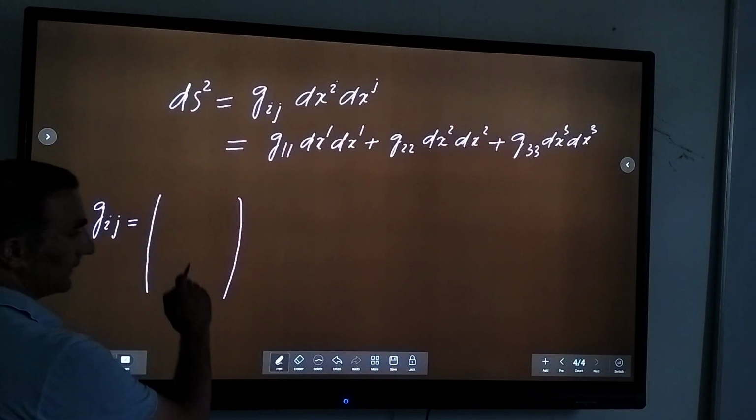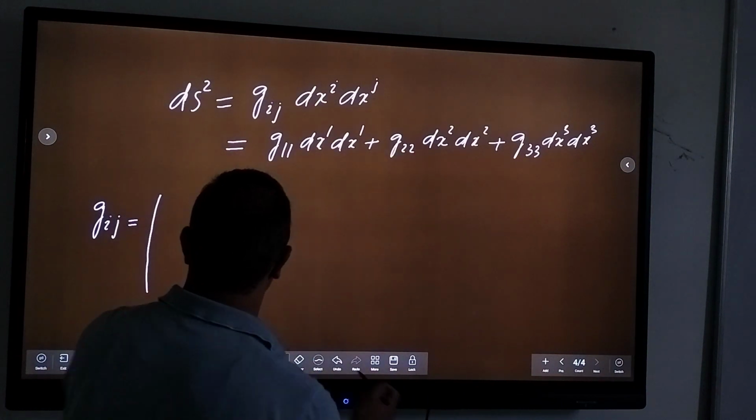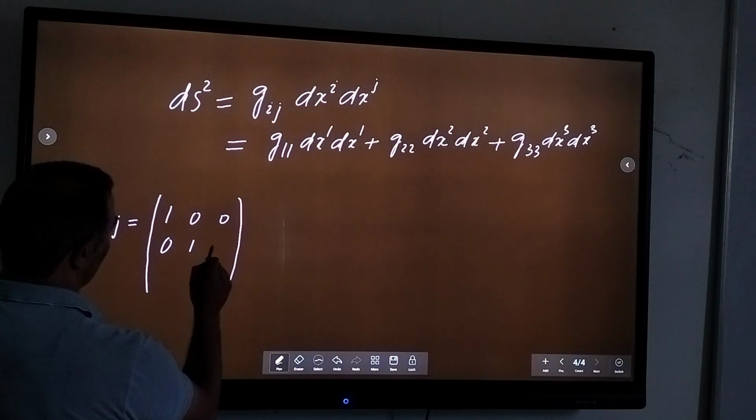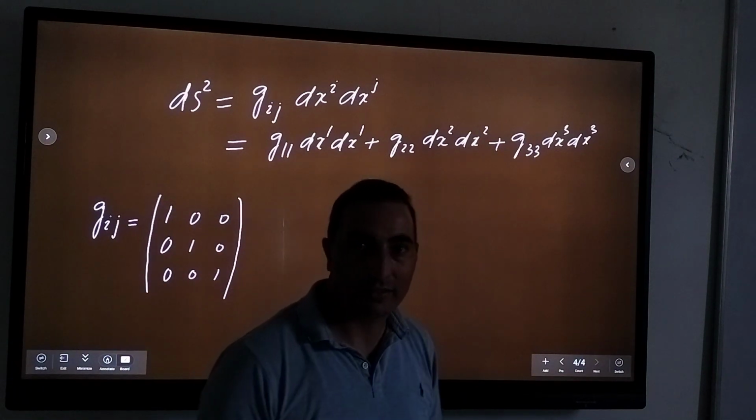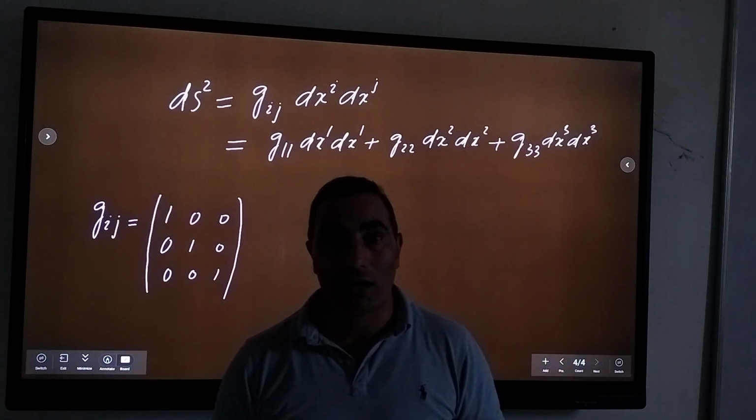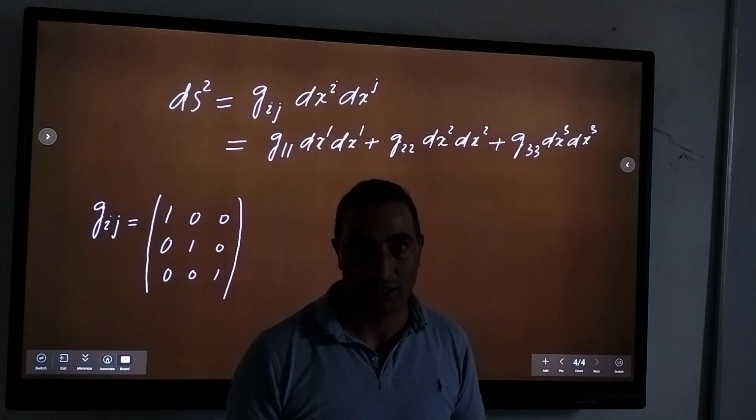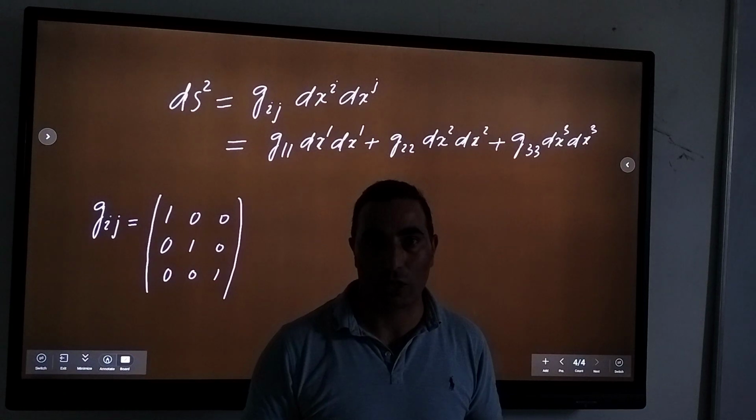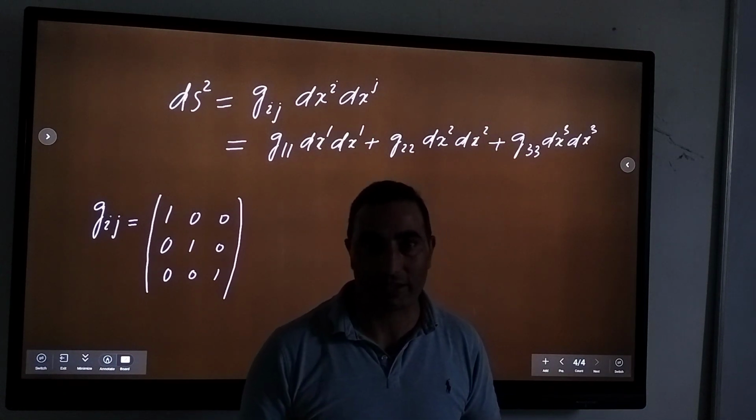In rectangular coordinates, the form of this will be 1 0 0, 0 1 0, 0 0 1, so that means this is a 3 cross 3 matrix. Why did I write it in this form? I am basically putting it in by hand in order to write ds square in a compact form, so that I get ds square equal to dx square plus dy square plus dz square.